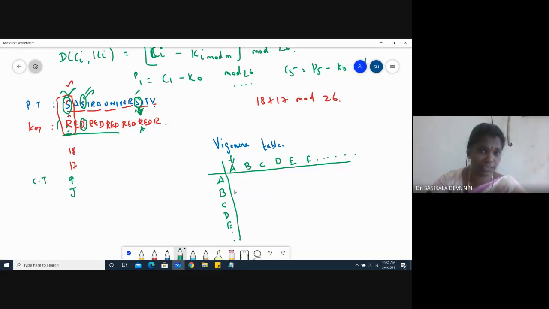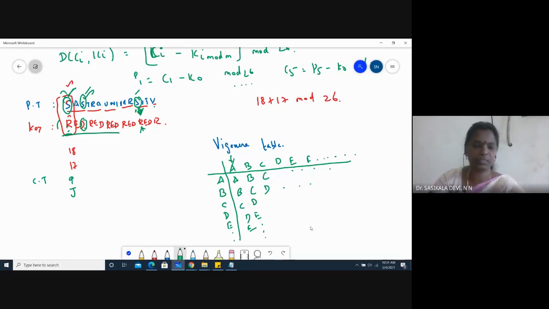The shift key with 0 means it will appear as it is: A, B, C, D, E, and so on. Now here A is to be shifted with two characters, so this will be B. B shifted with two characters will be C. C shifted with two characters, D. D shifted with two characters, and so on. Again this will be C, and this is D, and so on.